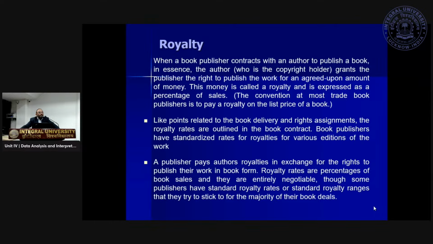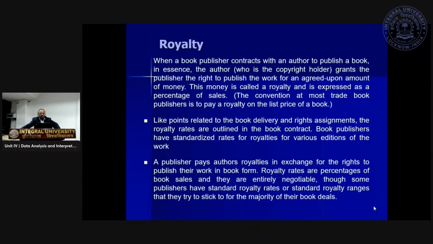The financial benefit to the original author. So when a book publisher contracts with the author to publish a book, in essence, that author, who is the copyright holder of that particular book, grants the publisher the right to publish the work for an agreed upon amount of money, depending upon the revenue generated from that book, that has to be transferred to the original author in the form of royalty.